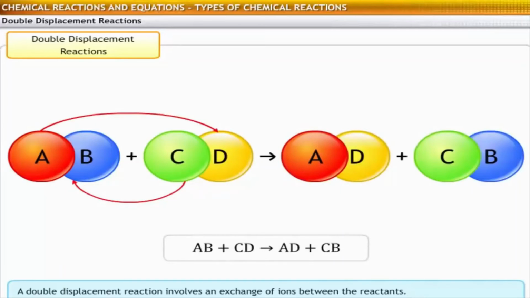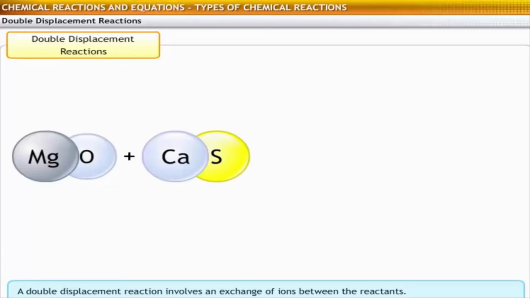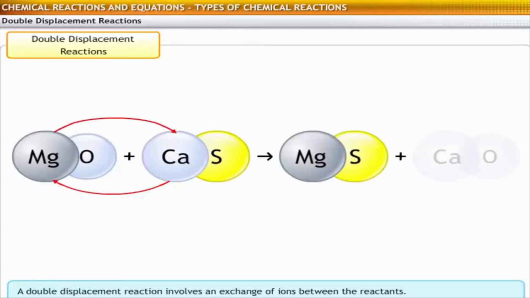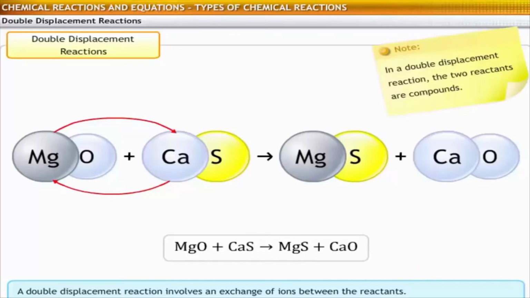A classic example of a double displacement reaction is the reaction of magnesium oxide with calcium sulfide. In this reaction, magnesium and calcium ions interchange their places to form magnesium sulfide and calcium oxide. This reaction is known as a double displacement reaction because two compounds, magnesium sulfide and calcium oxide, are formed by the displacement of magnesium and calcium ions with each other. When the two reactants involved in a reaction are compounds, it is a double displacement.